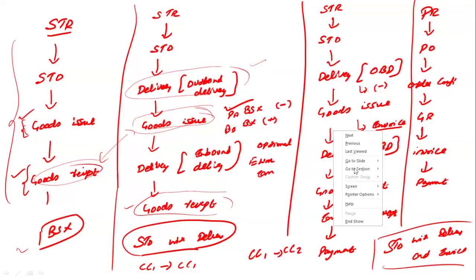So when we want to show STO in the system, there are two things. One is the configuration part. One is the master data part. So now let me do one thing. Let me list down the configuration part first, and then let's discuss the front end part.